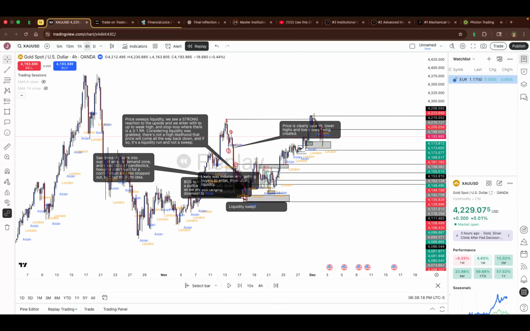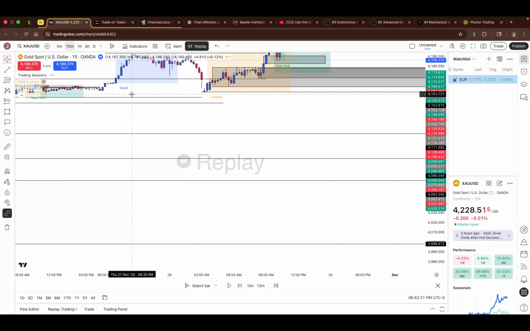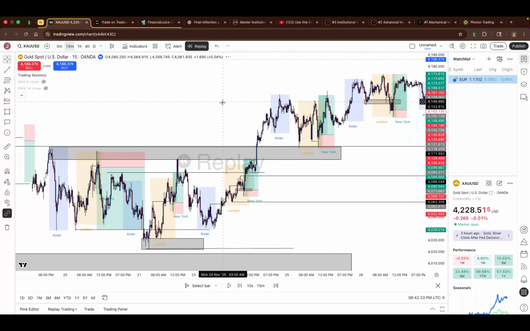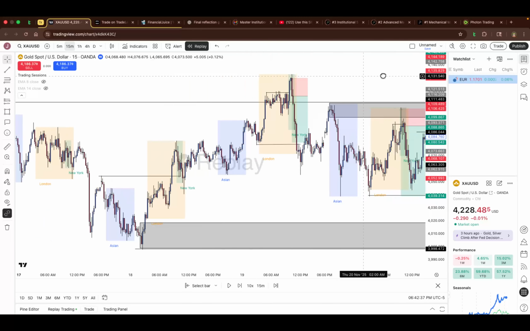So give me a quick second. All right, so now we see a break to the uptrend, or the break up. Yeah, now we're waiting for the next session to begin, or we're gonna start analyzing on the New York session.